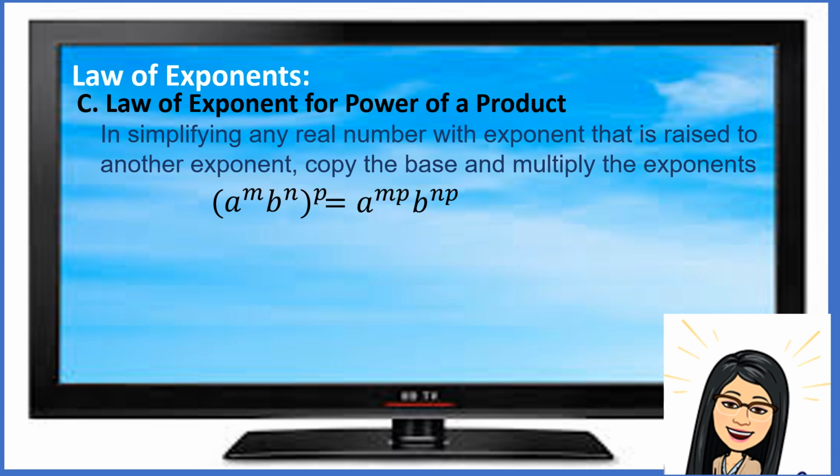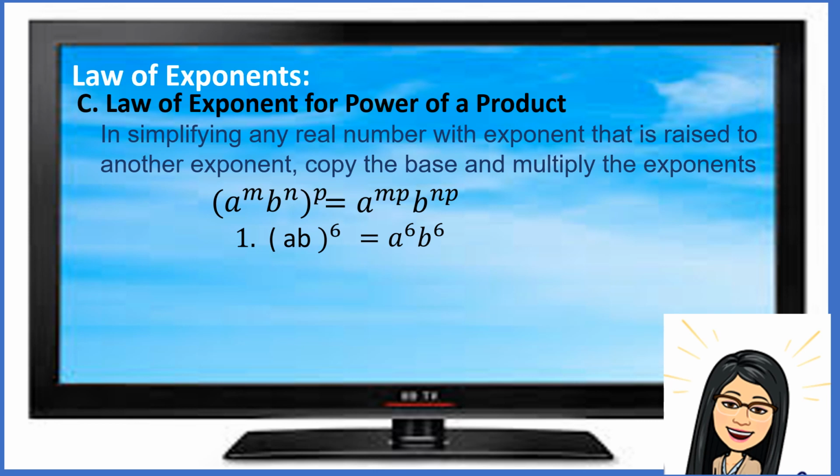Let us apply this in the following examples. The product of AB is raised to 6. So A and B are denoted with exponent of 1, which is invisible. Remember, exponent 1 is not to be written because that is automatic and understood to be 1 quantity.